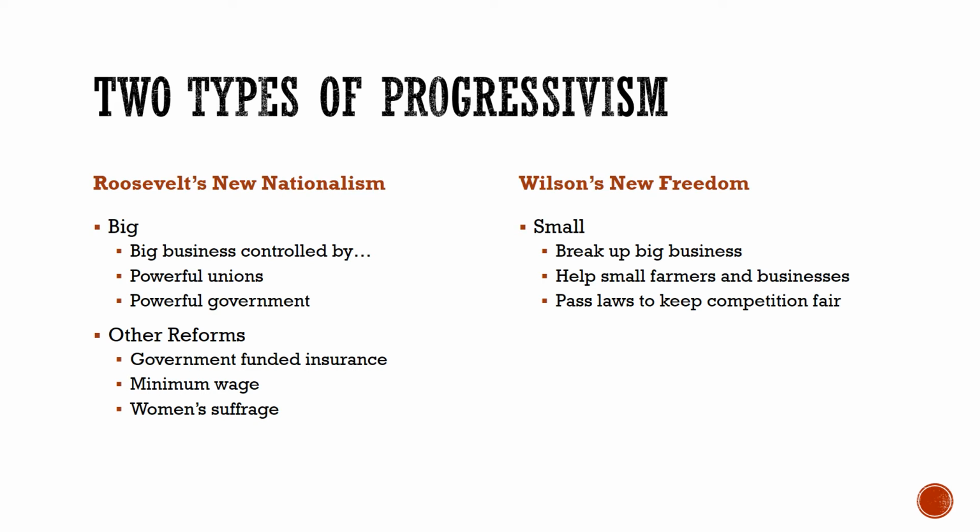Woodrow Wilson, on the other hand, said that we should tend back towards smaller government. So he said we should break up big businesses, that way they're not as powerful, and that instead we should help small farmers and small businesses. And then all the government should do is pass laws to make sure that competition is fair, to prevent new monopolies from rising up. So you kind of have a choice between a bigness on Roosevelt's part and a new smallness on Wilson's part.